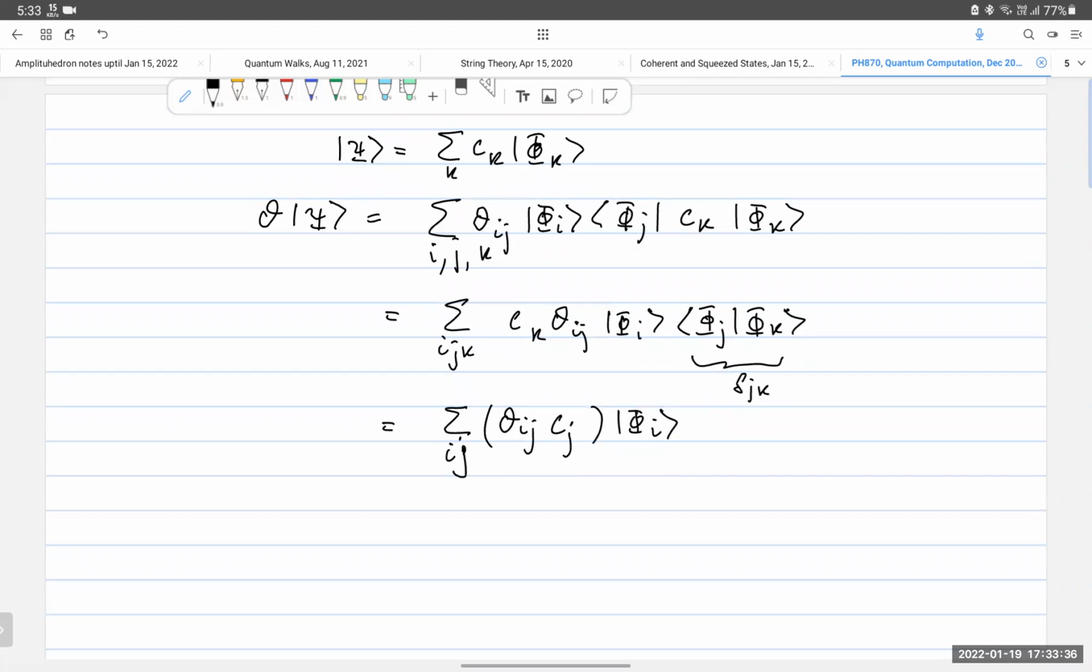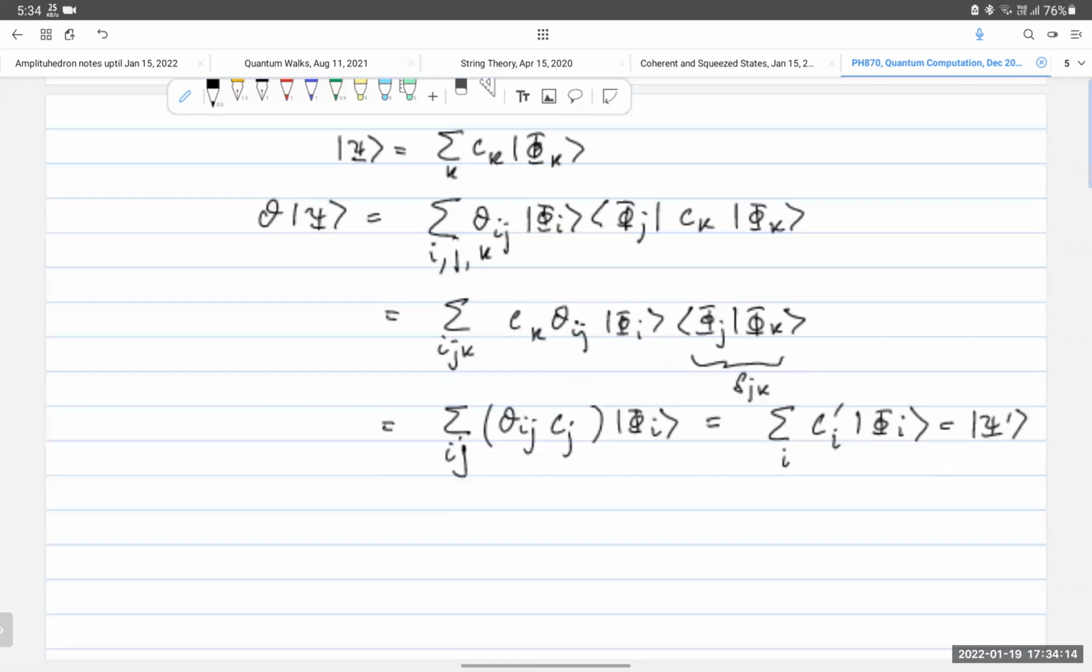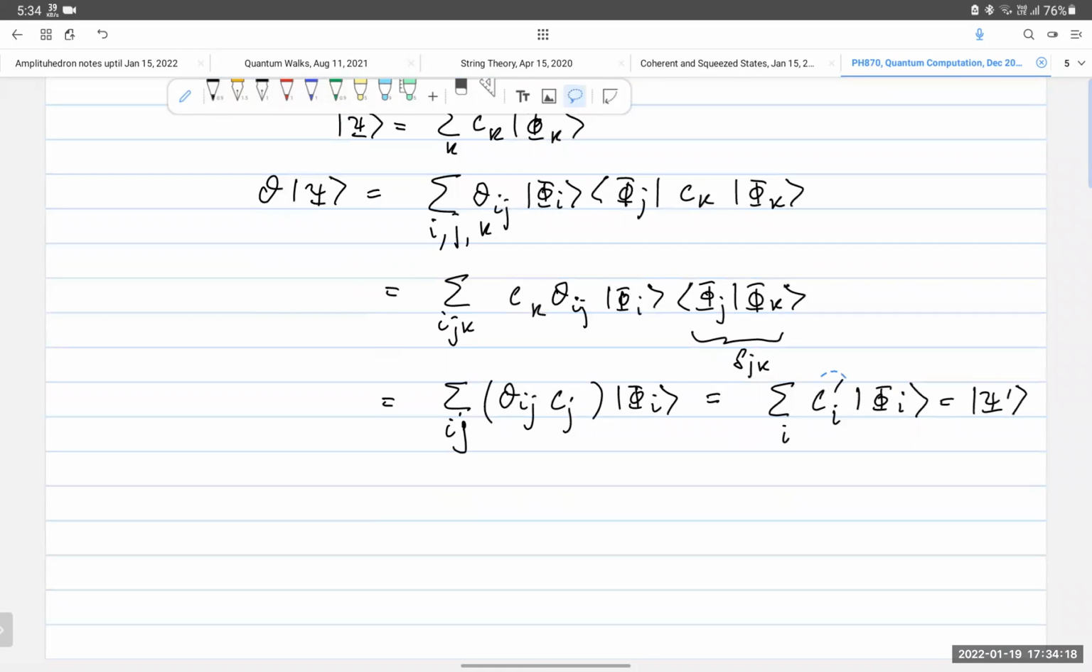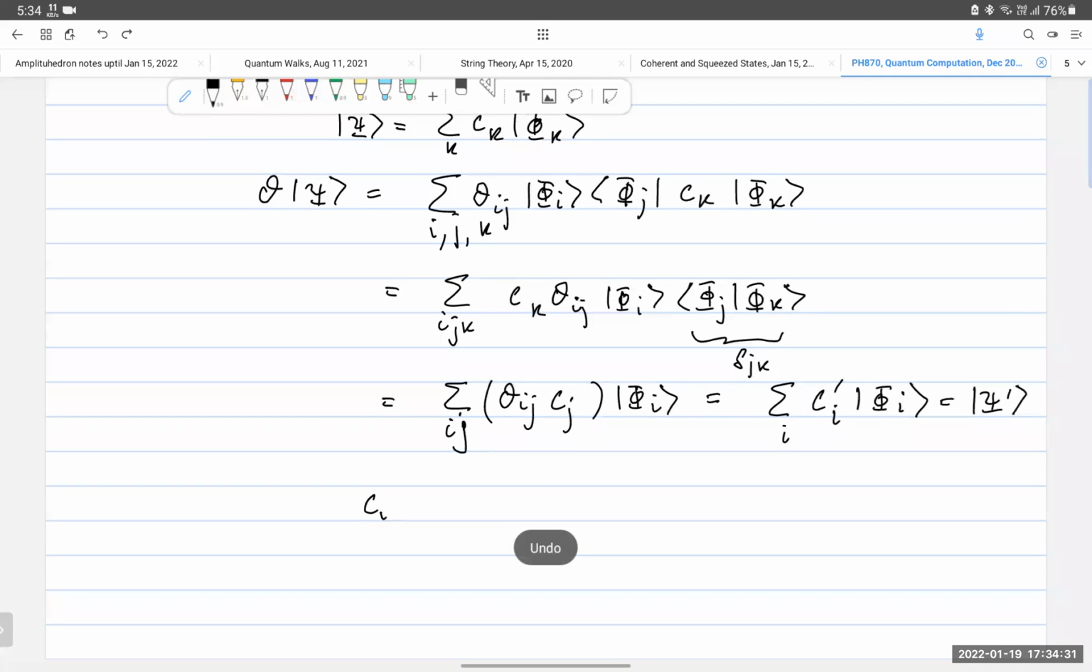And I can write this in the following way, as the sum over i of ci prime phi i. So this is my original state psi, which I have written as a superposition of my basis vectors. Then I take an operator and act on this state. Here I've just used some linear algebra manipulations. What I'm left with is an expression for my final state, which is the result of my operator acting on my state. The final state is given in terms of some set of coefficients ci prime. You can see the relationship between ci prime and ci, the original set of coefficients: ci prime is equal to Oij times cj.